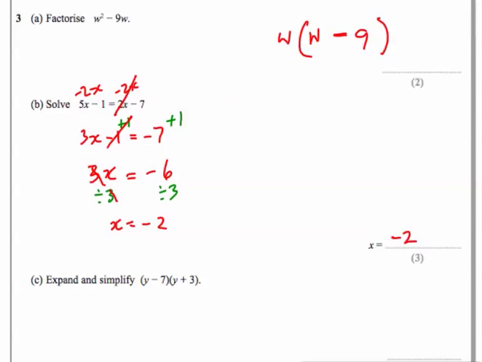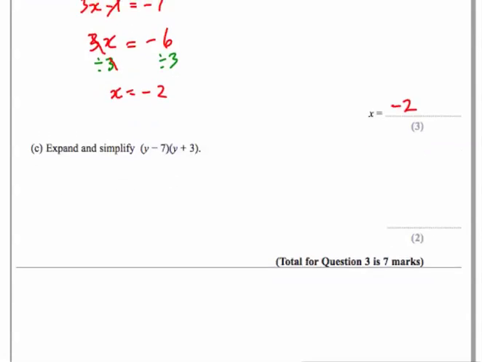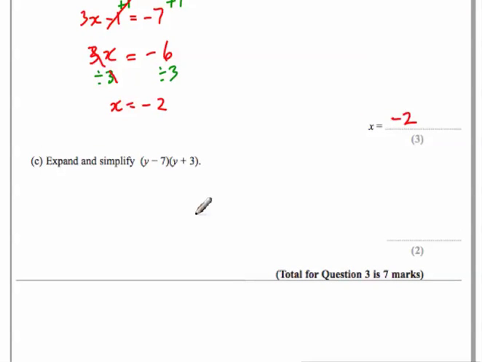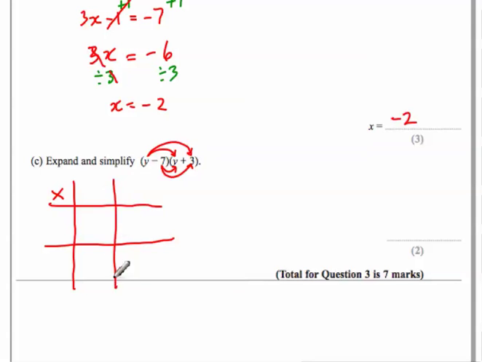The last one on this question is expand and simplify. So these are double brackets, and there are different ways to do this. You can use the FOIL method, which is basically doing the arrows. Okay, so we're just multiplying everything by everything else. That's basically what we're doing. Or we can use the grid, which I shall now do. So we're multiplying. We've got y there, minus 7 here, y here, and 3 here. Multiply. Y times y is y squared. Y times minus 7 is minus 7y. 3 times y is 3y. And 3 times minus 7 is minus 21.